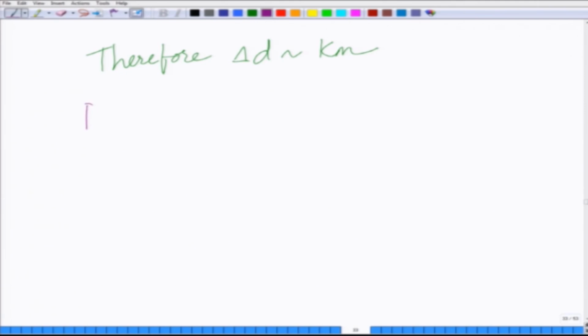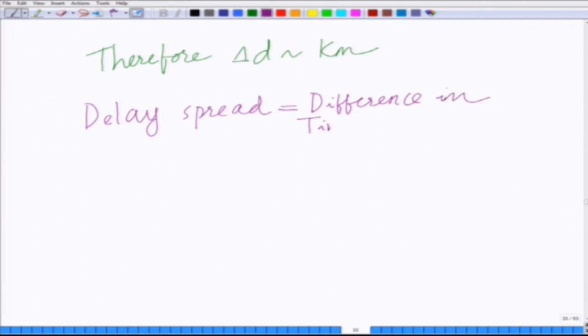Therefore, the delay spread, which basically arises because of the propagation delay between the line of sight and non line of sight and the various other components, depends upon the difference of the distances. The delay spread is given as the difference in the distances divided by the velocity. Therefore, the delay spread equals the difference in the time of arrival corresponding to the line of sight and non line of sight components.